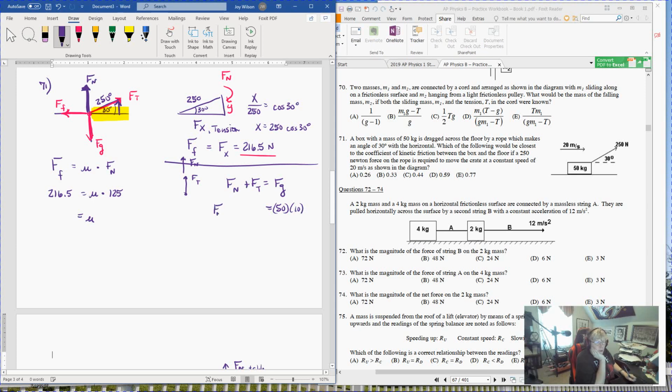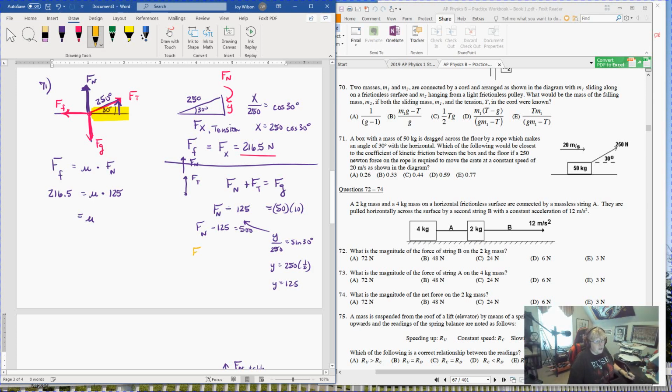We don't know force normal, but we do know that force tension is 125, and that comes from y over 250 equals sine of 30. So y equals 250 times 1/2. So y equals 125. So force normal plus 125 equals 500. So let this be a lesson to you that even Miss Wilson has to pay attention and draw the right picture. I completely forgot to put in force normal. I'm sure you guys would not have done that.